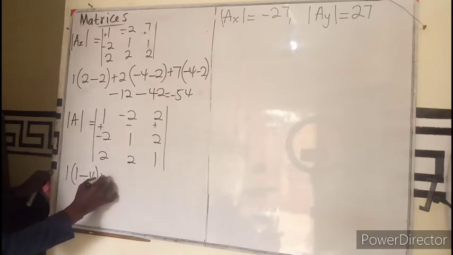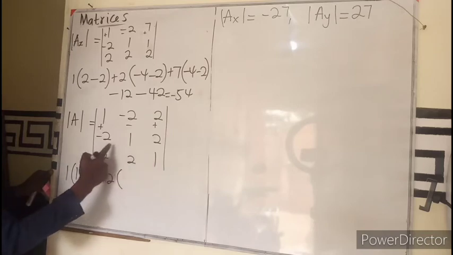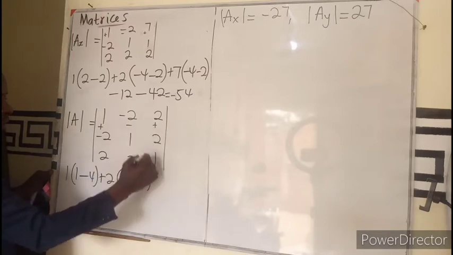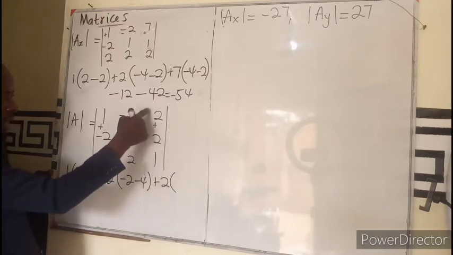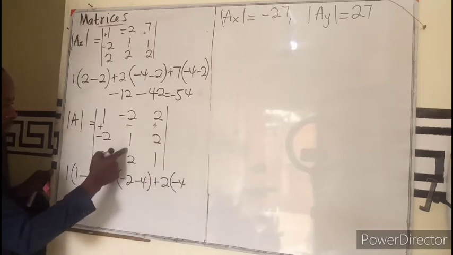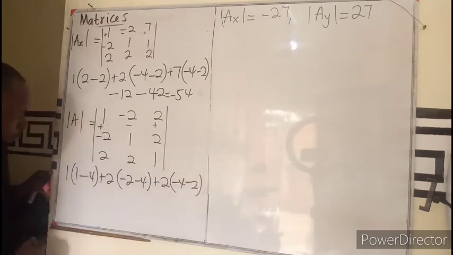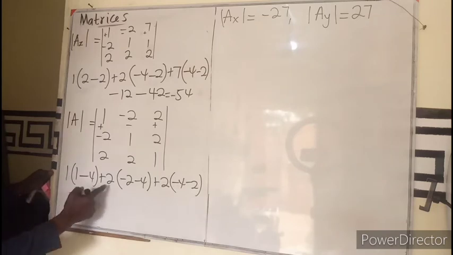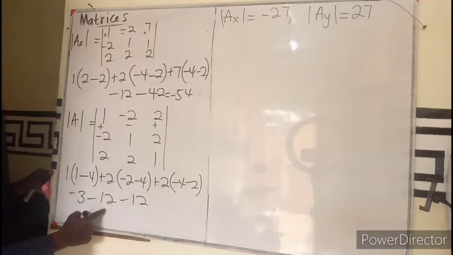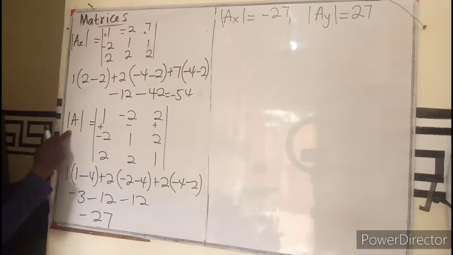Minus, minus, so plus 2. This is going. The top is going. I'm left with 1. So minus 2 minus what? 4. Plus 2. Everything is going. The top is going. Minus 4. Then minus 2. This will give you minus 3. Minus 6. So minus 12. Minus 6. Minus 12. 24. Minus 27. So we have this.